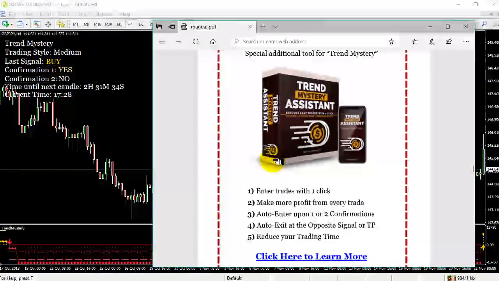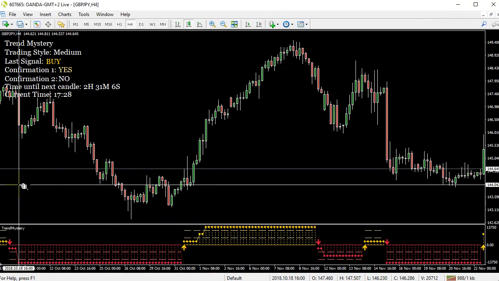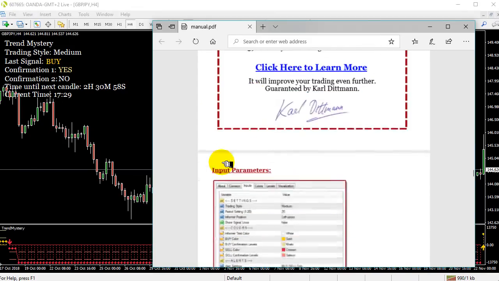There is an assistant as well. Enter trades with one click, make more profit from every trade. Auto enter upon one or two confirmations. See, once you understand this strategy and you find it has an edge for you and how you're trading it, you could certainly consider this. Like right here, you wouldn't be in the trade. Once it rips down here, you're in this short trade. And yeah, you get a little bit of heat. Well, let's take a look right there, right? You get a little bit of heat, but that's with trading. So you have to accept that.